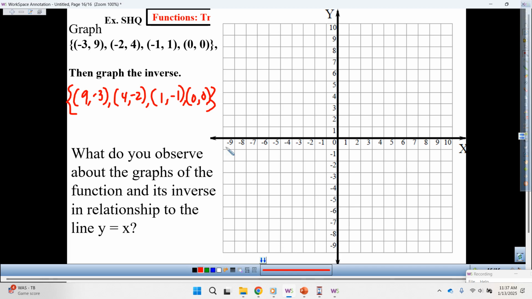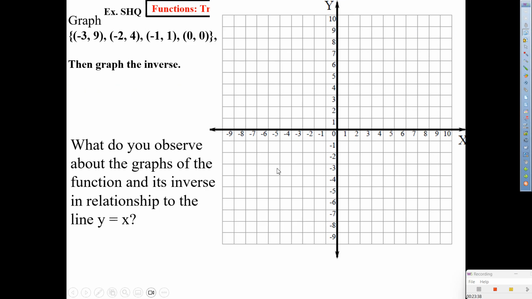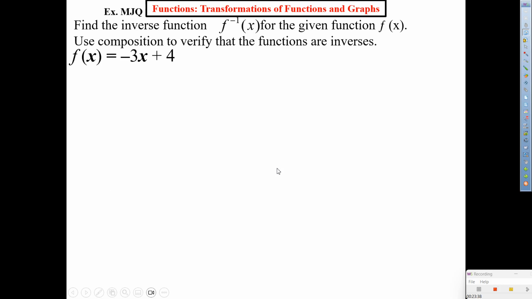We good? All right, so now let's go to the funner part of the home plate. Y'all ready? Let's go back to our Cornell notes and copy this next one, please. Example: find the inverse, that's step 1, for the given function f of x. But then it says, use composition to verify that the functions are inverses.